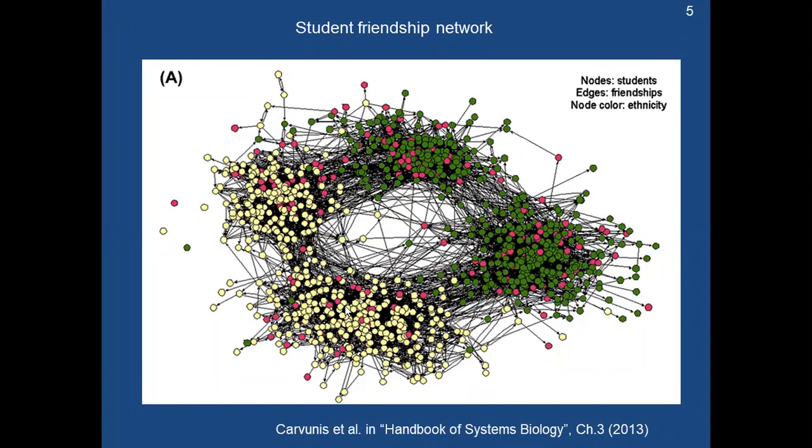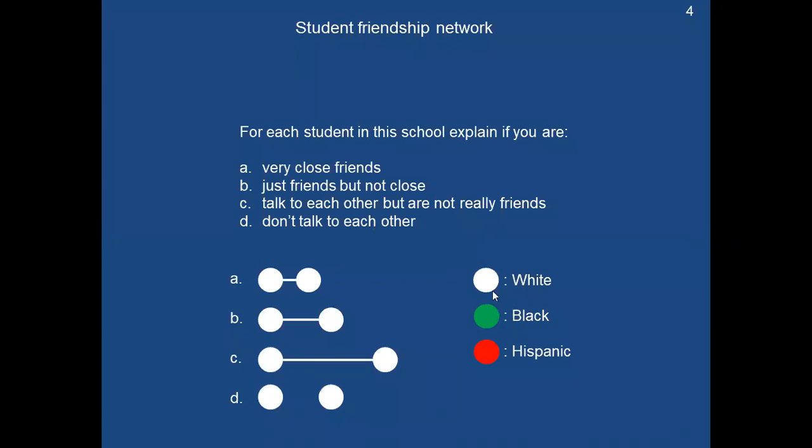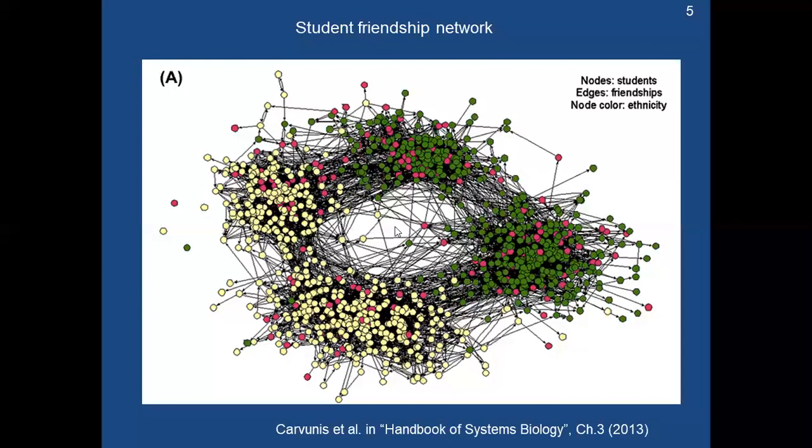But the reason why I'm showing you this is because here we understand something which we didn't ask. We are seeing that the black students shown in green and whites shown in white congregate among themselves. So there are 2 big student groups formed by black students, and there are 2 big student groups formed by white students, and the Hispanics don't seem to care.